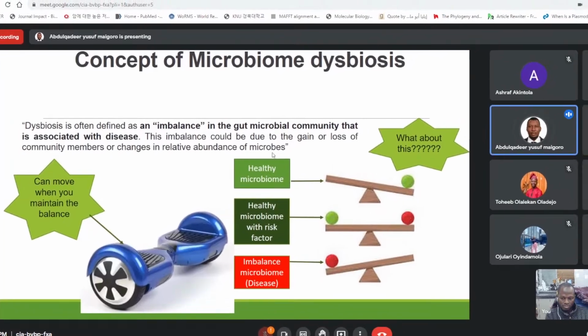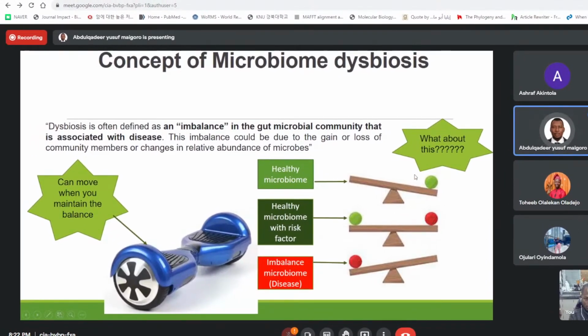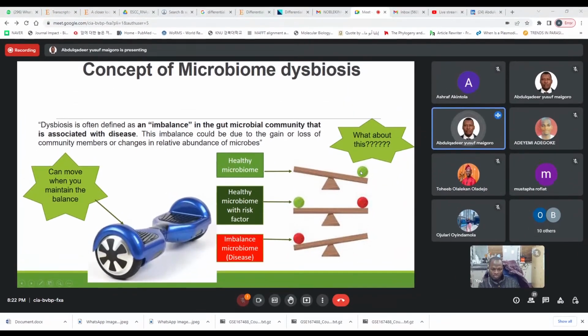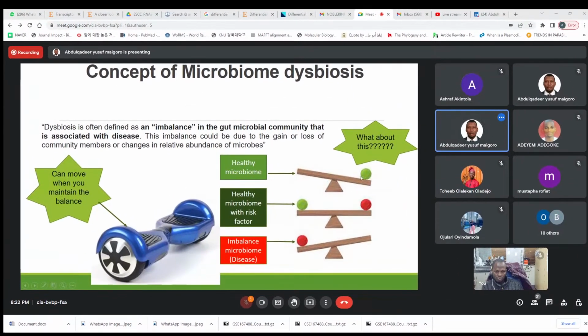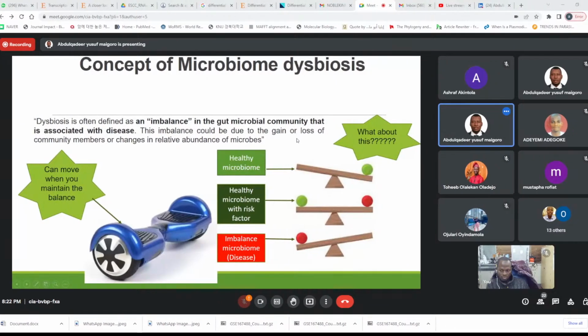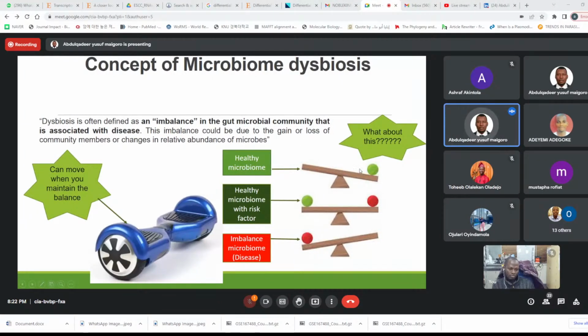The first thing is we assume this one is a healthy microbiome, even though it's not balanced, but it's still healthy because there is no external factor. Therefore, it can be imbalanced, but it can still remain healthy in its own way.